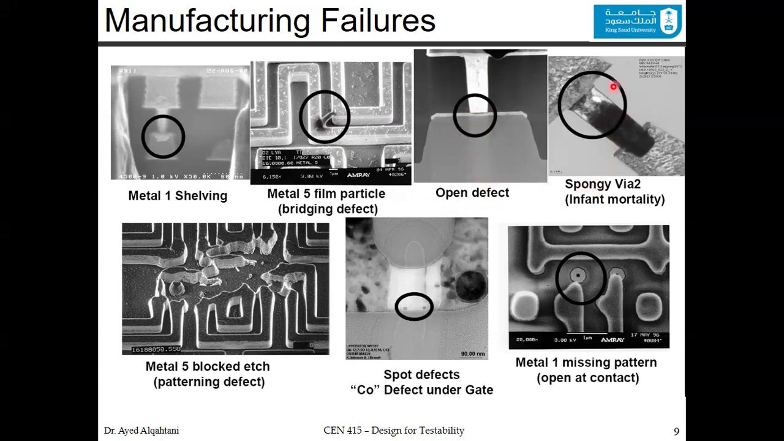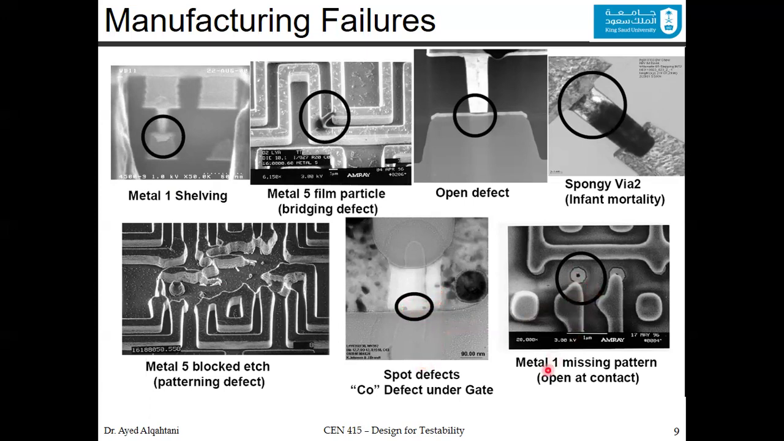This is a spongy via. It's in the stage of the infant mortality where it wasn't done properly. Here is a big miss. It's actually a patterning defect. This is a metal 5 blocked etching, and it caused this terrible problem. This is a spot defect, and they are very, very small. As you can see, there's one spot here, one spot here.